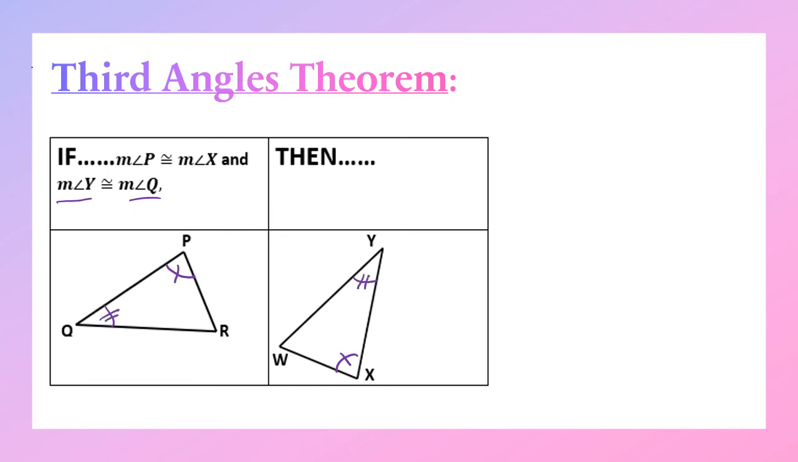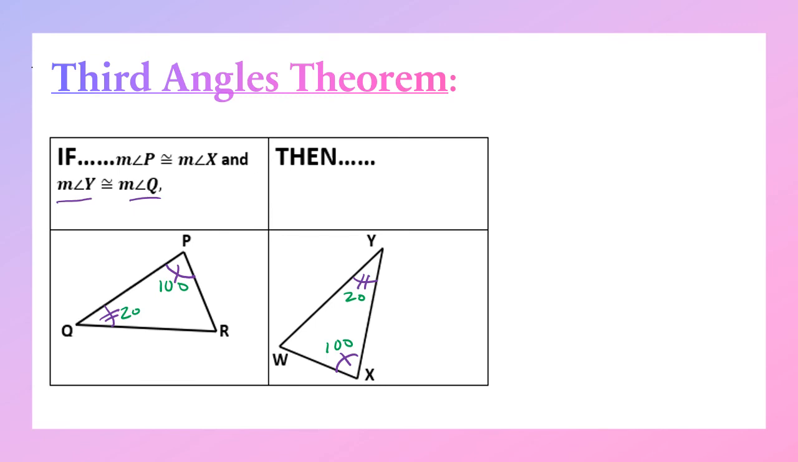So basically what we can think about is if I assign angle measures to these angles. So let's say that P is 100 degrees. That would also make X 100 degrees. We'll keep this pretty simple. Let's say Q is 20 degrees. So here Q is 20 degrees.